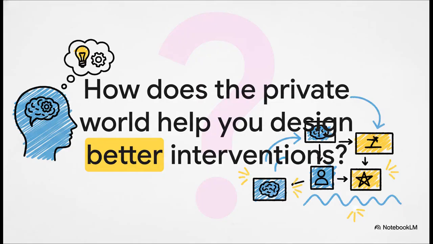And that leads me to my last question for you. I want you to think about this next time you're in a session or looking over a case file. Ask yourself, how does really understanding my client's private world, their worries, their joys, their frustrations, how does that change the way I design my interventions to be not just more effective, but more compassionate? Because that, my friends, is where the real power of radical behaviorism is.